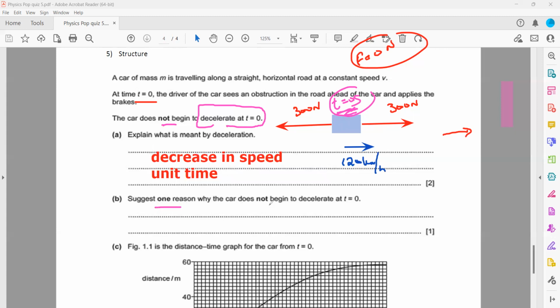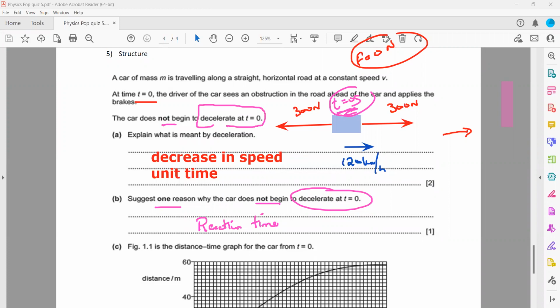Then suggest one reason why the car does not begin to decelerate the moment the driver sees the obstruction, why the car does not slow down. The reason is that the driver will take time to react, due to the reaction time of the driver. It won't instantly slow down, because when a driver sees an obstruction, he will take time to react. While he is taking time to react, the brake is not applied. That's why the car will continue with a constant speed for some time.